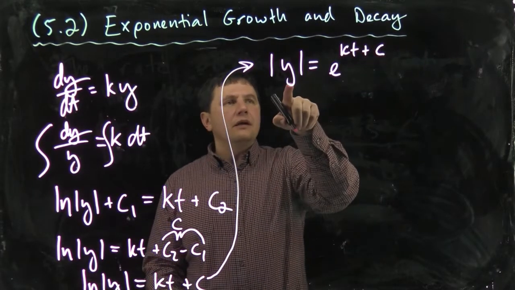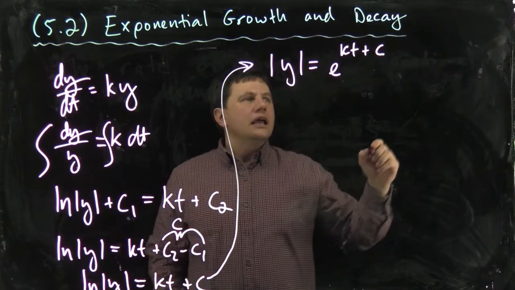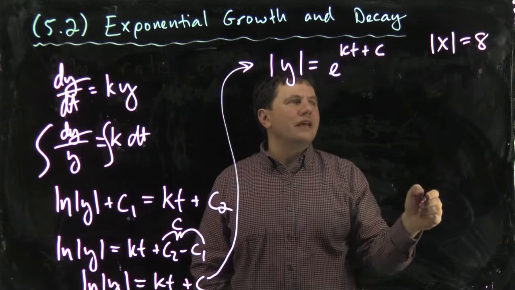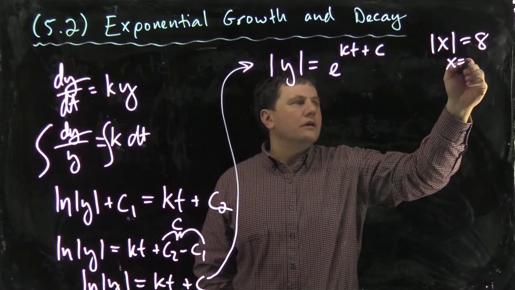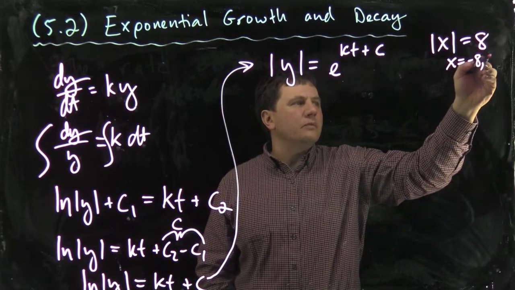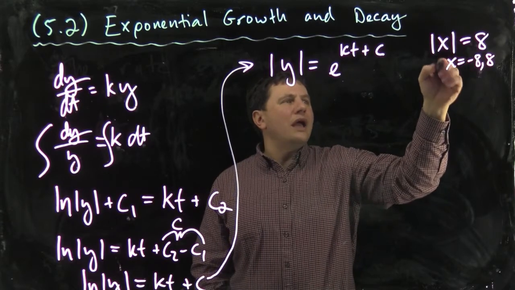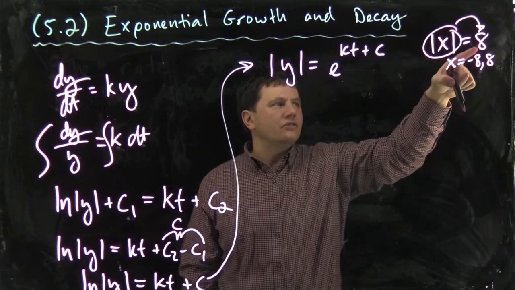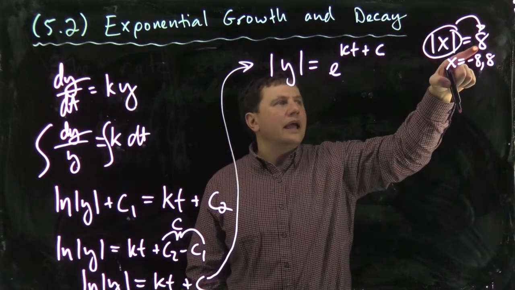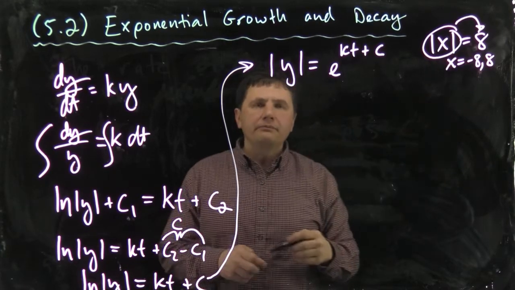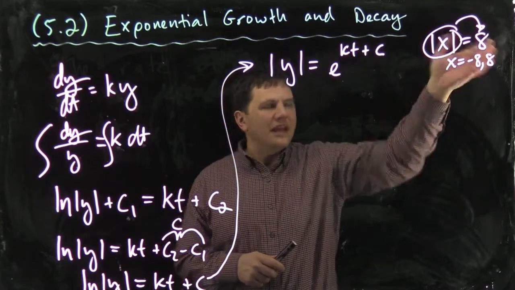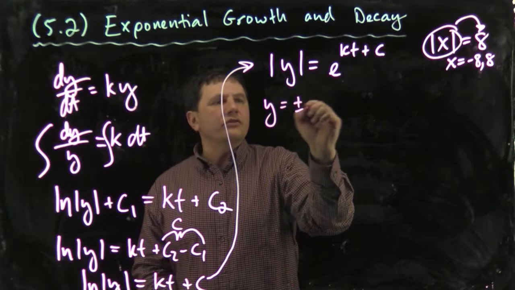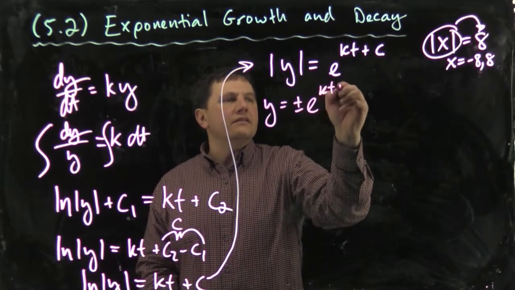Now the last thing in order to solve: if I give you the absolute value of x equals 8, what does that mean? It means x could be negative 8, it also could be positive 8. So the way I can get rid of any absolute value is I can put plus or minus on the other side, as long as we don't have any extraneous solutions, like if this was negative 8, then there'd be no solution. So I'm going to get y is equal to plus or minus e to the kt plus c.